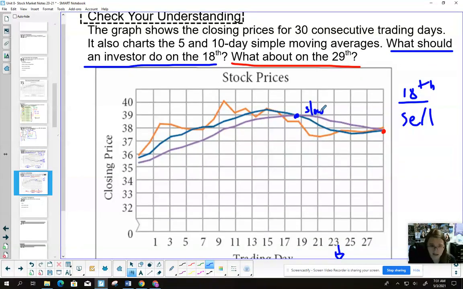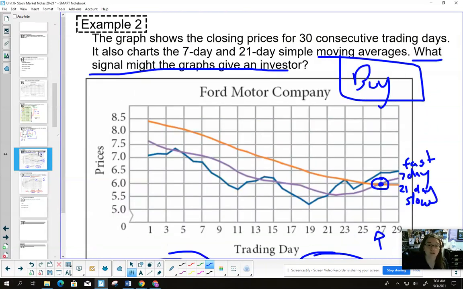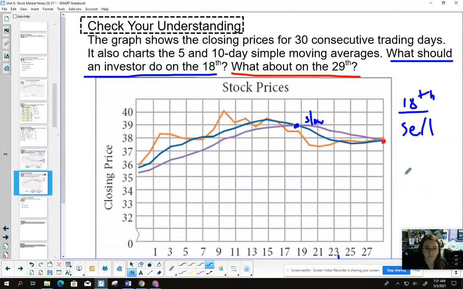Here, the slow overtakes. So what this is going to tell me is, again, now that the fast is going downwards, we're going to see the prices dropping. We want to sell at as high a price as possible. So the fast is predicting the trends more. If the fast goes down, we need to sell. If the fast goes up, we need to buy.